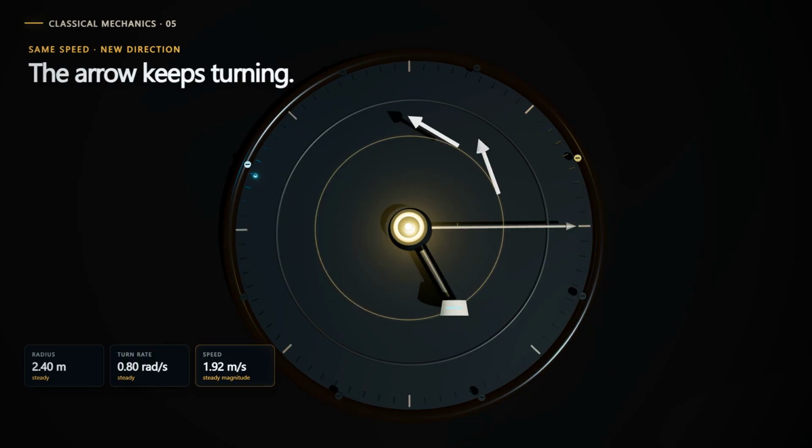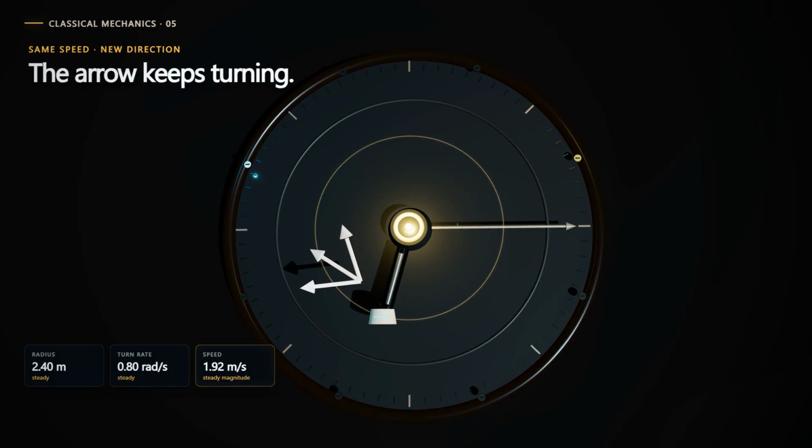Look at the velocity arrow, not merely its length. Sample that arrow at equal times. Every copy has the same length, yet every copy points in a new direction.